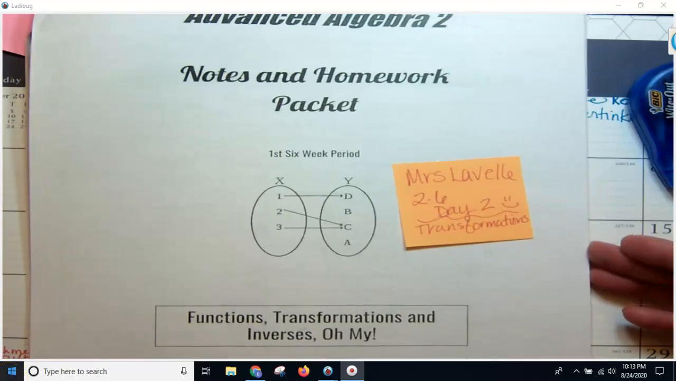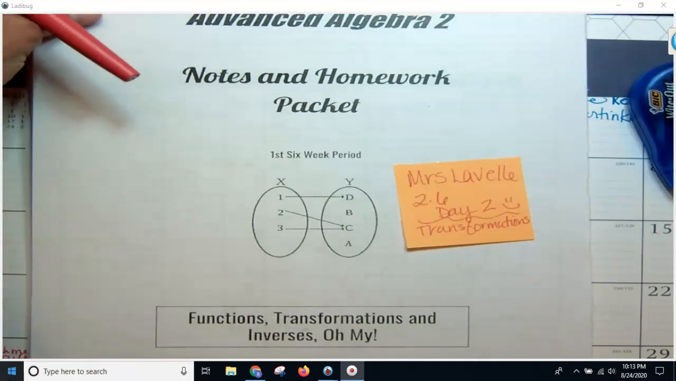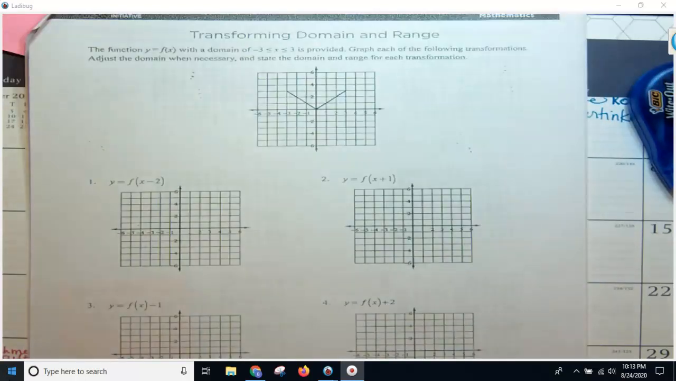Guys, so here we are, day 2 of transformations. We are going to flip to this page right here and get started.